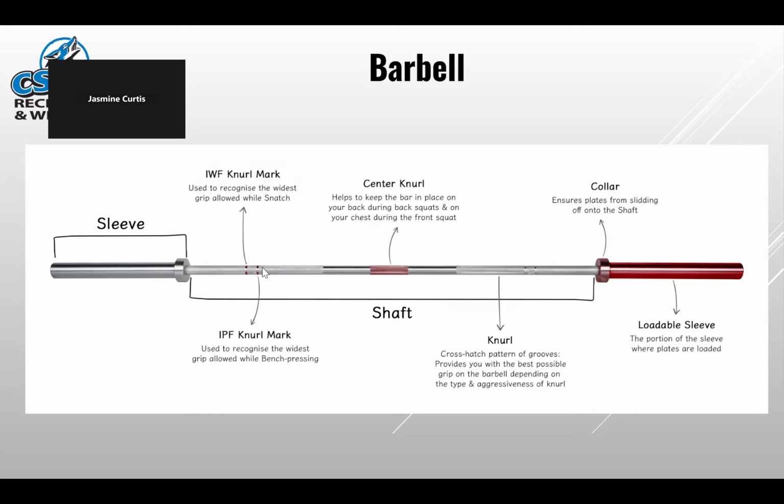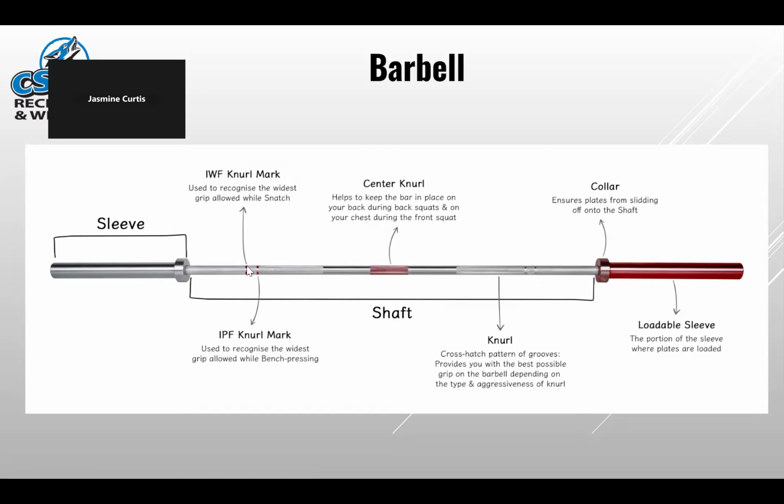All right, there's two knurl marks in the knurling. This is the IPF mark. So this is the widest grip allowed for IPF, the International Powerlifting Federation. That's the widest grip allowed while bench pressing. Not every barbell you see will have these knurls, but some of them do.